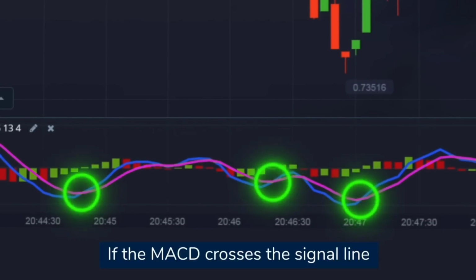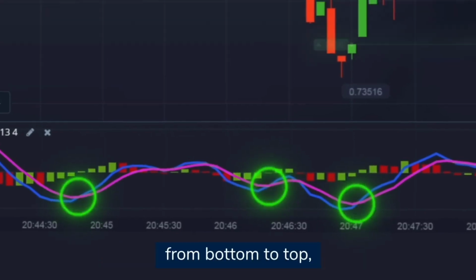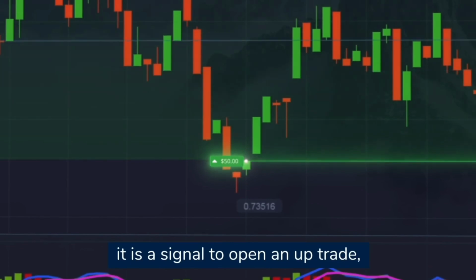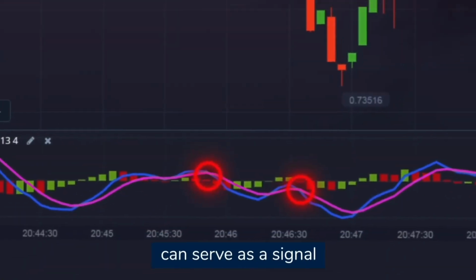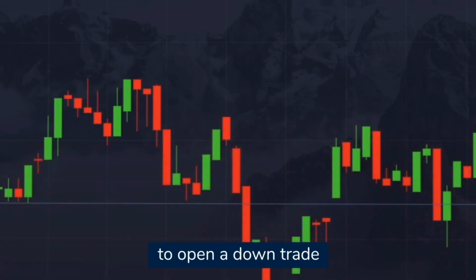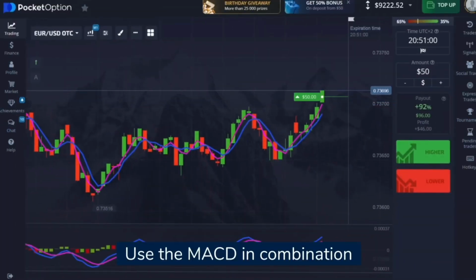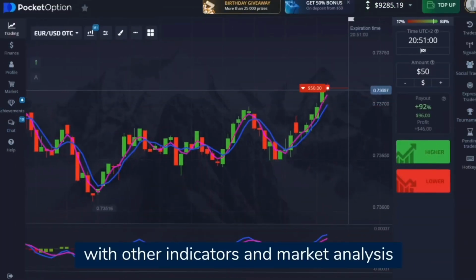If the MACD crosses the signal line from bottom to top, it is a signal to open an up trade, while crossing from top to bottom can serve as a signal to open a down trade. Use the MACD in combination with other indicators and market analysis to get better results.